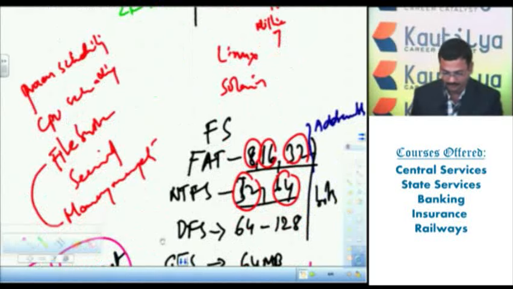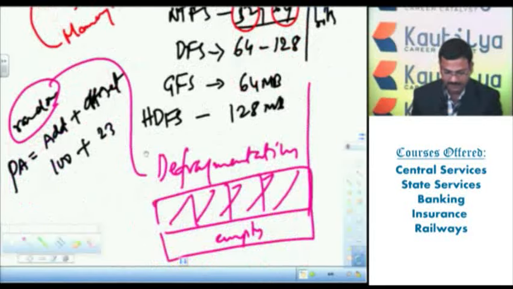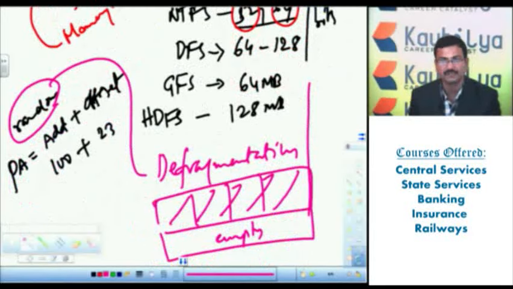Of the file systems, the current trend is running on HDFS and GFS. GFS is the proprietary version and HDFS is basically open source. We have also discussed defragmentation. Defragmentation helps us put all the filled memory blocks on one side and the empty ones on the other side.